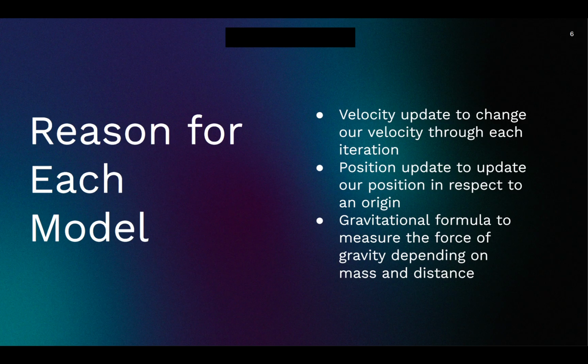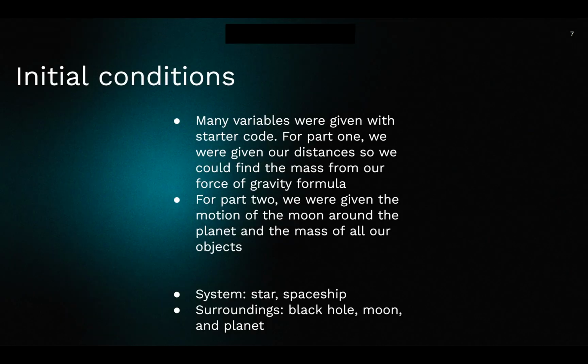Reason for each model. The velocity update: we use this to change our velocity through each iteration. The position update to update our position in respect to the origin through each iteration. And the gravitational formula to measure the force of gravity depending on mass and distance.